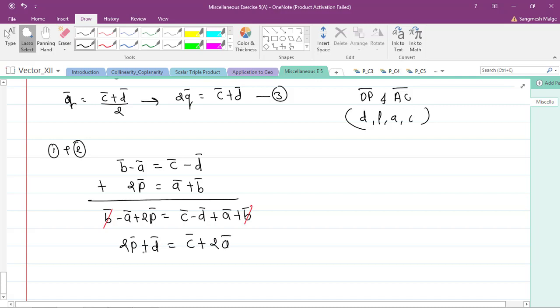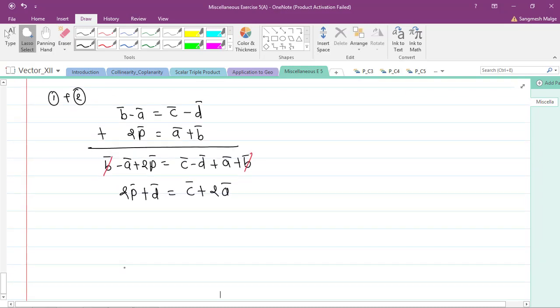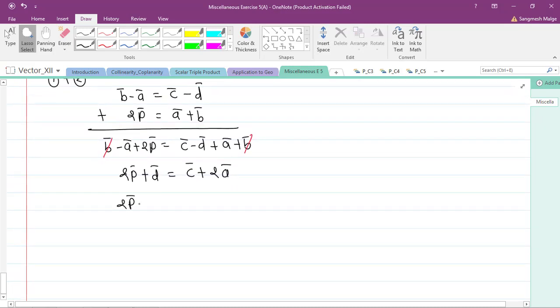That's it. So what to do now? Let's rearrange this. You will have 2P bar plus D bar is equal to 2A bar plus C bar, divided by 2 plus 1 on both sides. I am doing this for arrangement. See here, this is nothing but the position of the point X, which divides this segment. This is nothing but the internal section formula: m B bar plus n A bar upon m plus n.